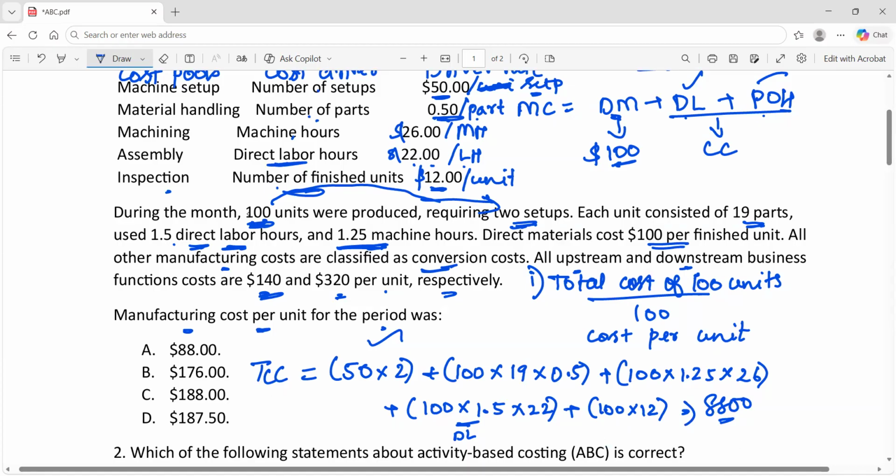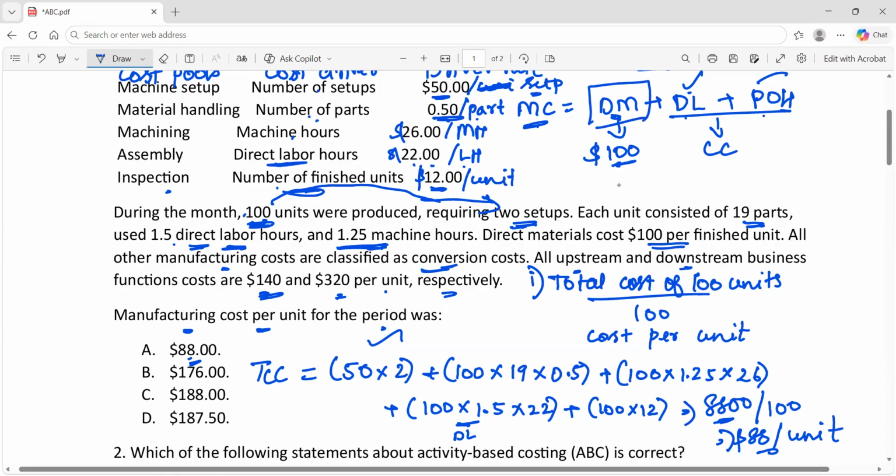For how many units? For 100 units. So for 100 units, if your total cost is 8800, then for 1 unit, how much it will be? 8800 divided by 100, we get 88. So $88 per unit. So we have 88 as option A, but this is not the right answer because this is only the conversion cost. When I say conversion cost, it is only your labor cost and production overheads, which is $88 per unit. But we are supposed to calculate our manufacturing cost, which includes the direct material cost also.